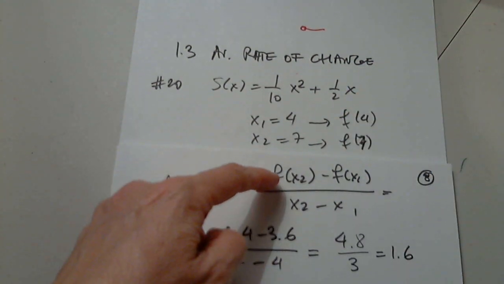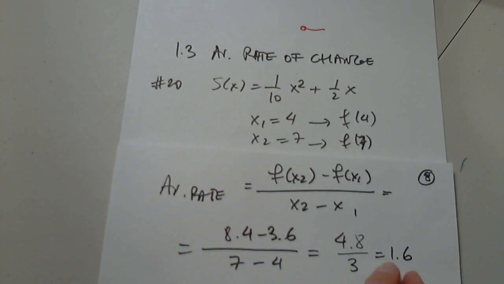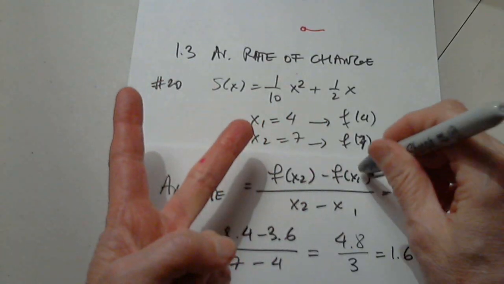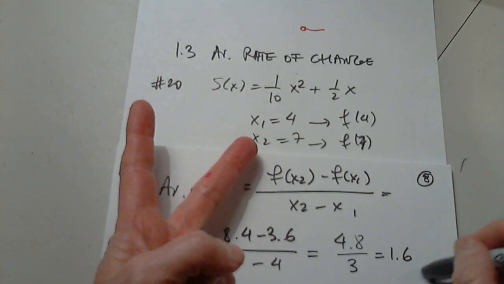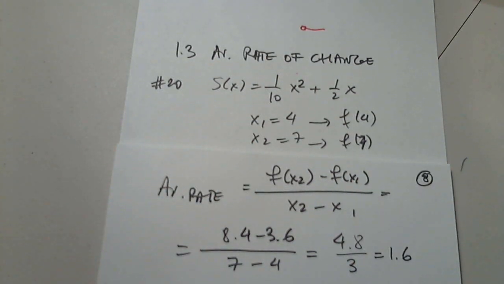Careful. If these have measurement units, then the measurement unit for 1.6 will consist of 2 measurement units, one coming from the numerator, one coming from the denominator. So let's look at a word problem now.